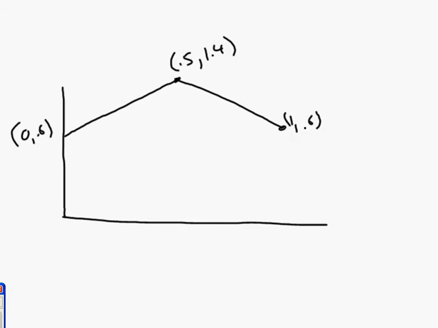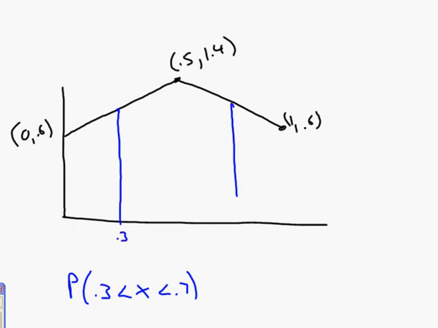So the last part of this question asks us to do the following. Find the probability that 0.3 is less than our x value, and that our x value is also less than 0.7. So we can shade in that area pretty quickly. So here's where 0.3 is. Here's where 0.7 is. And that's the area we really want.